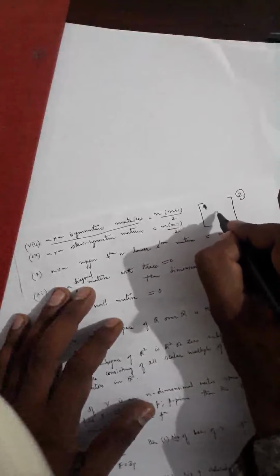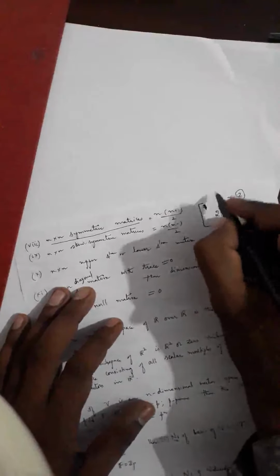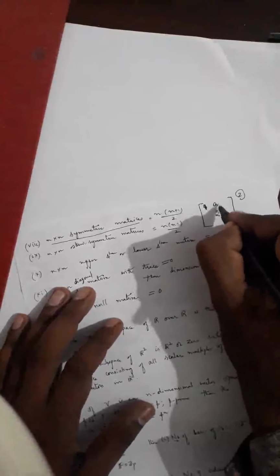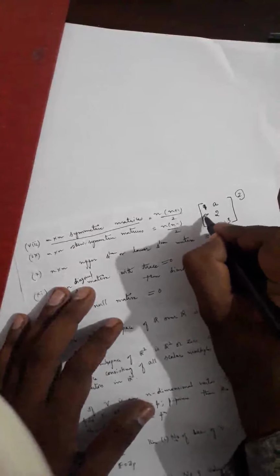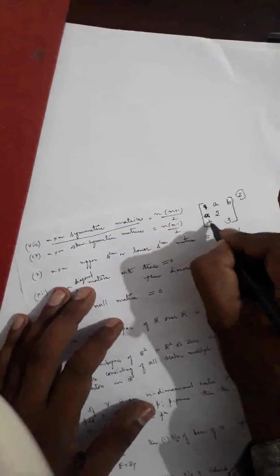Let me say 2 and 3. So I have A here and minus A must be here since it is symmetric. If B is here, B must be here. C is here, C must be here. The idea is clear. So how many elements are needed to write this?